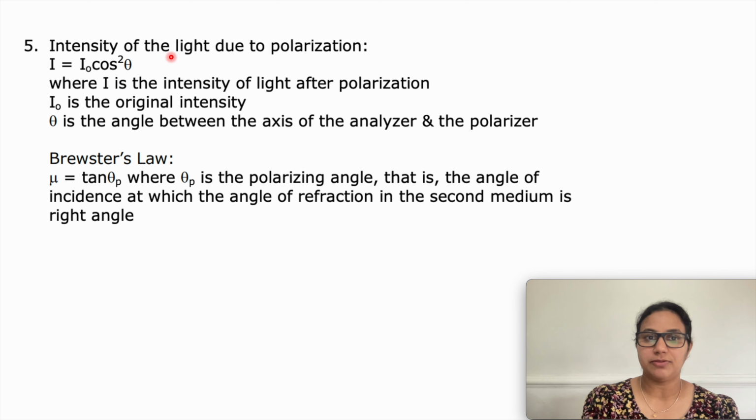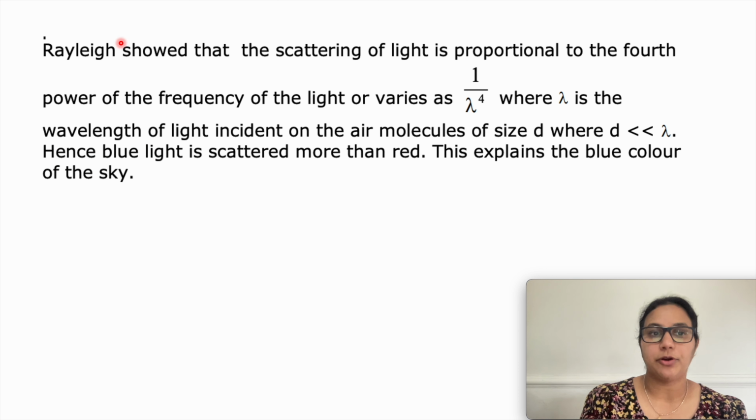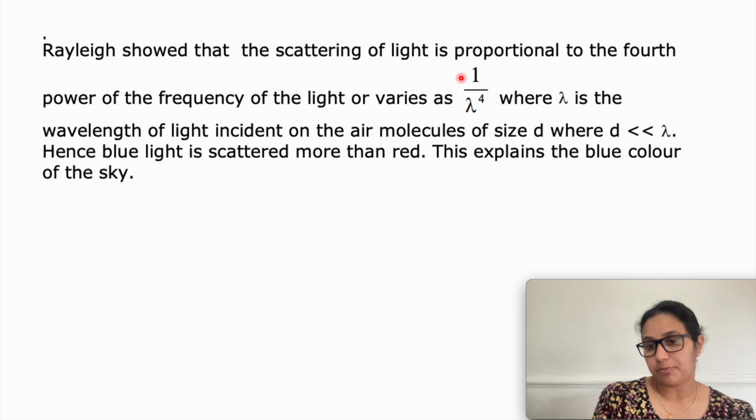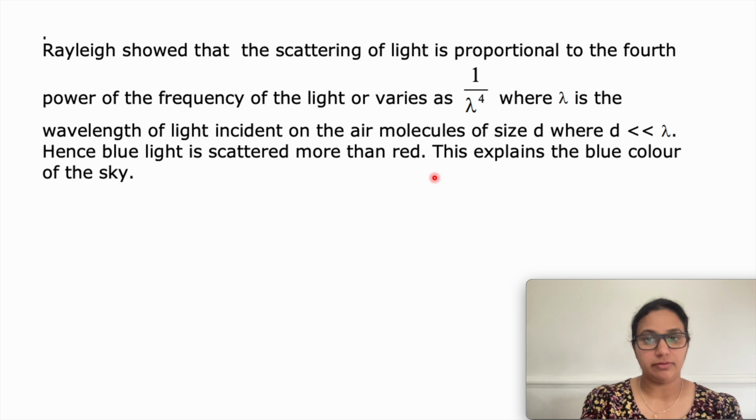For the intensity of light due to polarization, I is equal to I naught cos square theta, and Brewster's law is given by mu is equal to tan theta p, where theta p is the polarizing angle. According to Rayleigh scattering, the scattering of light is proportional to the fourth power of frequency, or inversely proportional to the fourth power of the wavelength.